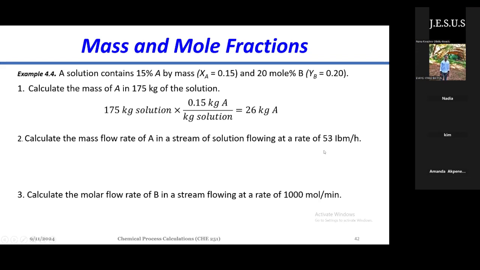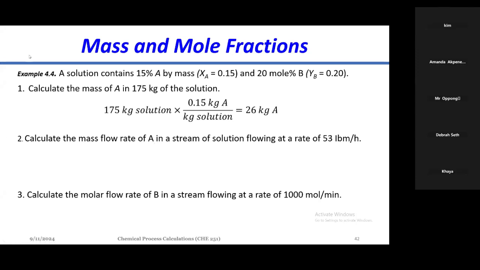flowing at a rate of 53 pound mass per hour. So now this one is in terms of flow rate. We are still looking at A, right? So we are still going to use the same approach. Mass fraction is equal to mass of A over the total mass of the solution. You multiply and then you get your mass of A. But here you're looking at flow rate, and it will still be the same. So mass fraction is equal to mass flow rate of A divided by the total mass flow rate. The total mass flow rate is 53 pound mass per hour. You just have to multiply your 0.15 by the 53 pound per hour, and then you get about 8 pound mass of A per hour.